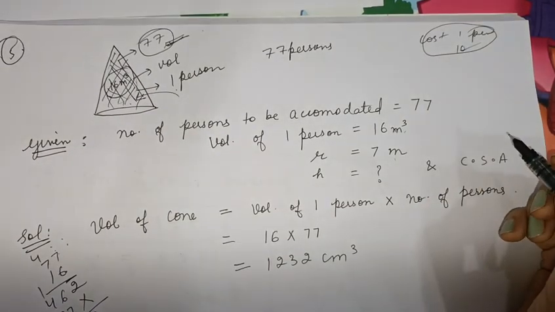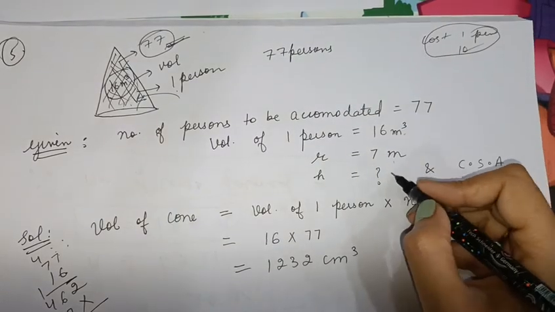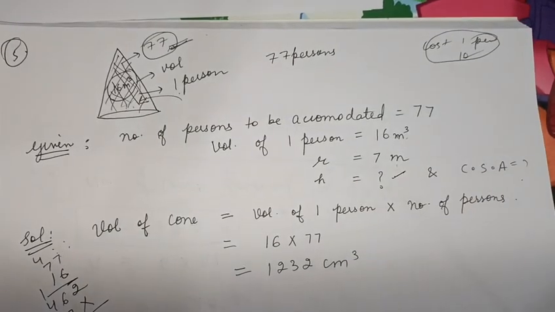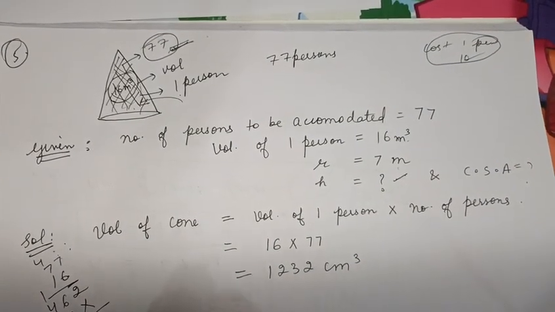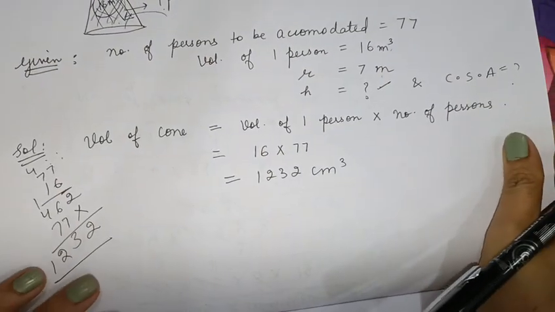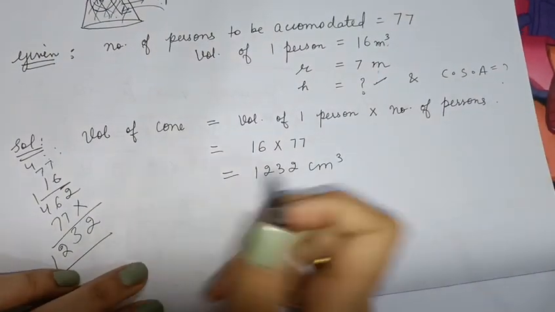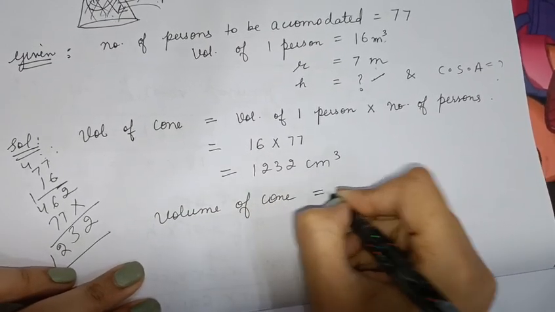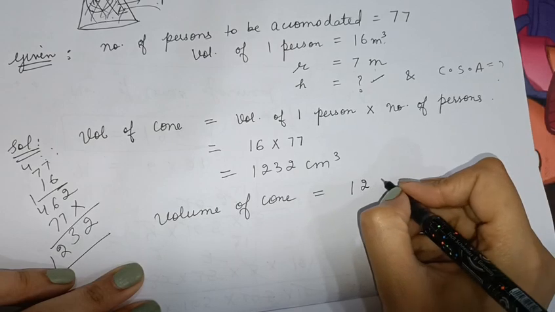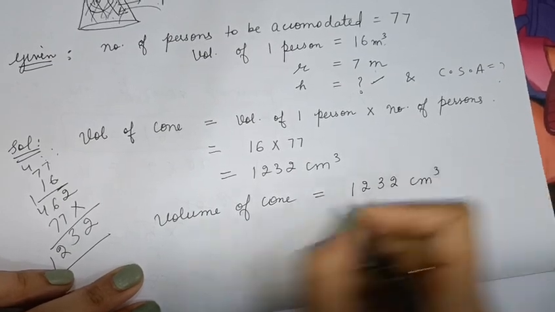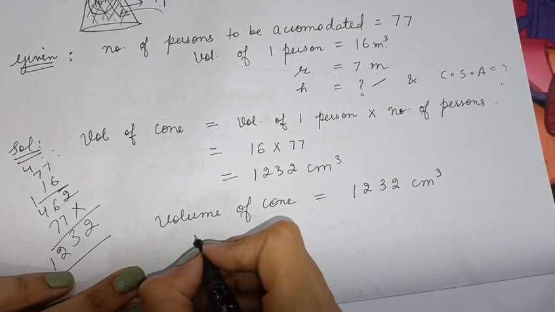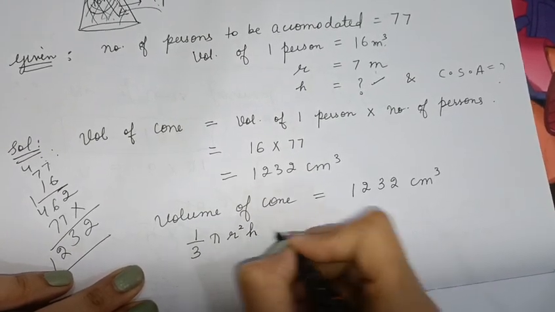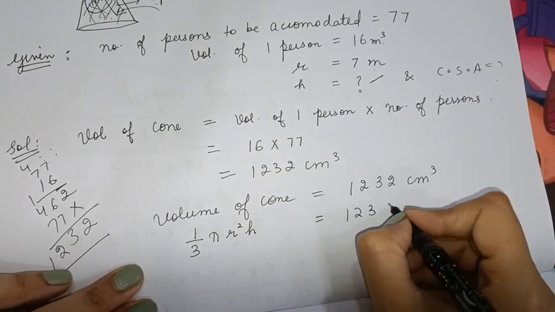So why did we actually require to find volume? Because height we have to find. In this question we have to find height and curved surface area. Now volume we have found, we'll make use of this volume and we'll find height. So volume of cone, it is equals to 1232 meter cube, and we know the formula of volume of cone also, that is 1 by 3 into pi r square h, and this thing is equals to 1232.